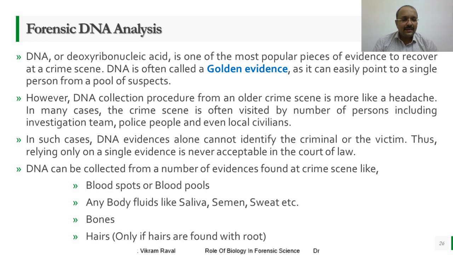Then the other thing is hair. If hair is found with the roots, fine. If only follicles are there, you get a very small amount of DNA. But if hair is present along with the roots, you may find an abundant amount of DNA, so it is very easy to extract from the hair. In some cases you can also extract from the nails. If certain skin remnants are present in the nails, you can remove them and isolate DNA from them. That may also prove to be golden evidence.